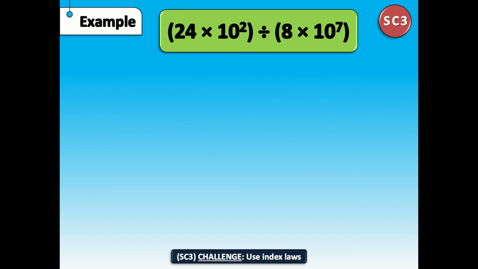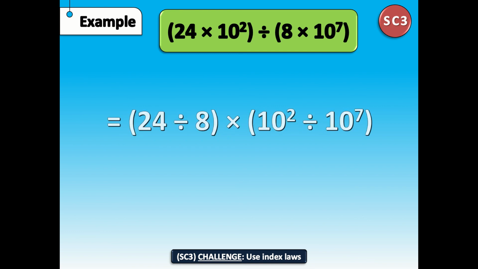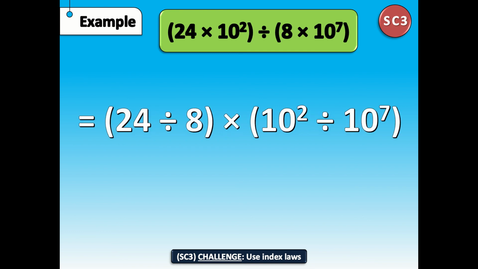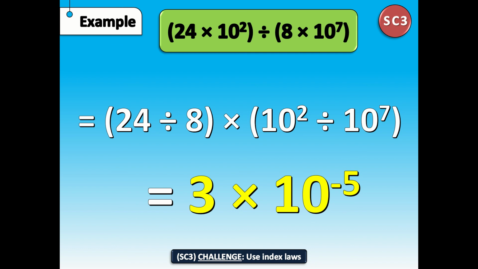Here we want to do 24 times 10 to the power of 2 divided by 8 times 10 to the power of 7. So we can divide 24 and 8, and we can divide 10 to the power of 2 and 10 to the power of 7. Now 24 divided by 8 is 3, and 10 to the power of 2 divided by 10 to the power of 7 is 10 to the power of minus 5. Remember, we subtract the indices when we divide. So 2 take away 7 is minus 5.